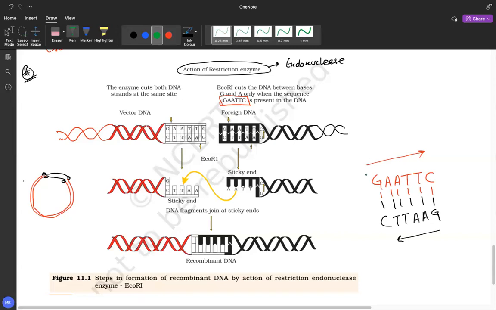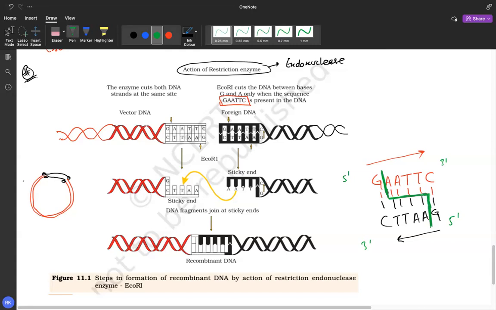And where will it make a cut? Let's say this is the 5' to 3' strand, and this is the 3' to 5' strand. We know that it makes the cut between G and A. So where will it make a cut on the 5' to 3' strand? Here, right? Yes. And on the 3' to 5', it will make a cut here, correct? Between G and A. Yes. And then it will remove these two strands. When you remove it, you will be left with something like this.